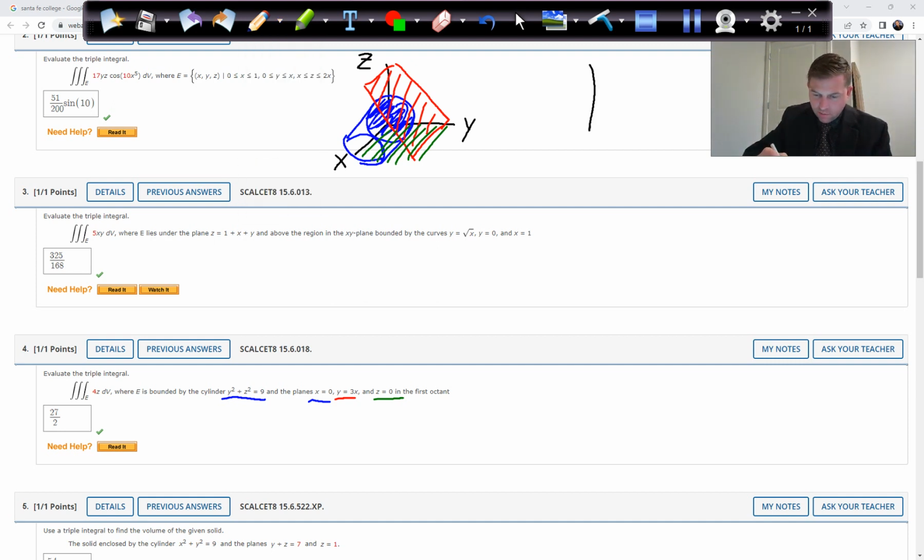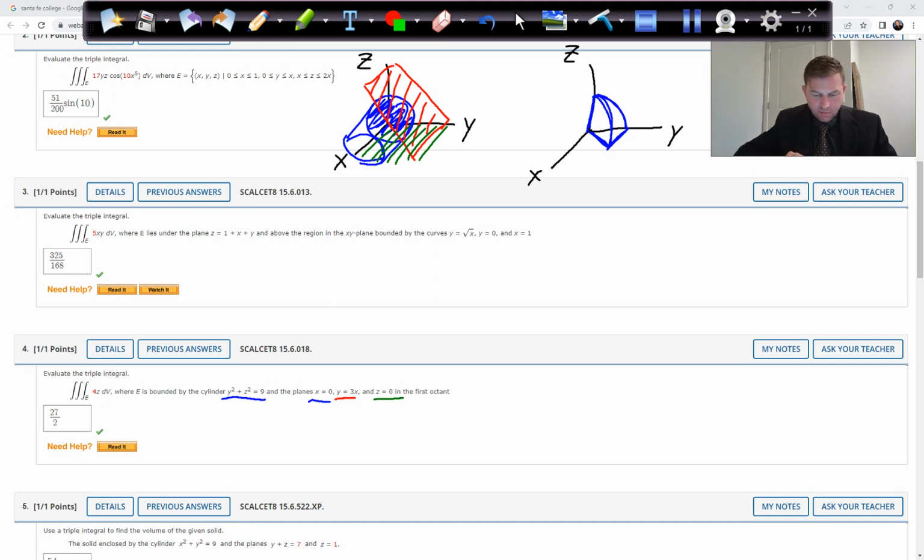So what we should end up with is a cylinder that looks like this. It's going to come down to the y-axis, then it's going to come down to the line y equals 3x, and then it's going to go back to the origin and up. So it kind of looks like an orange slice, or a slice of fruit that's been cut in half. So this is the shape we have. That's the volume we're going to integrate.